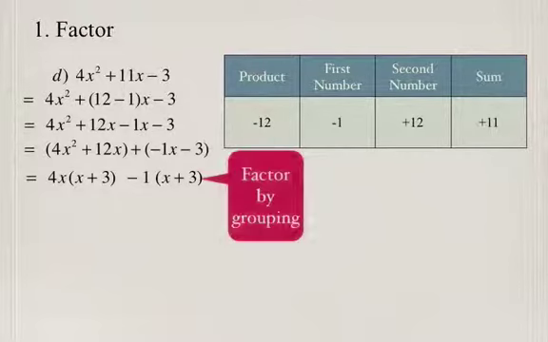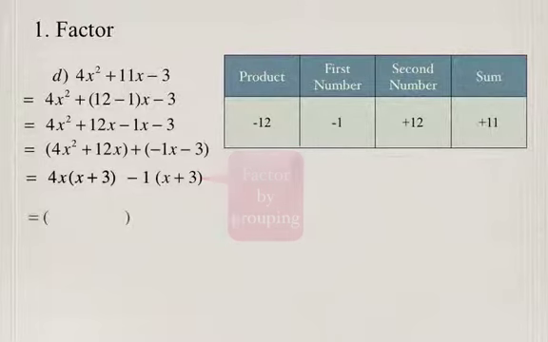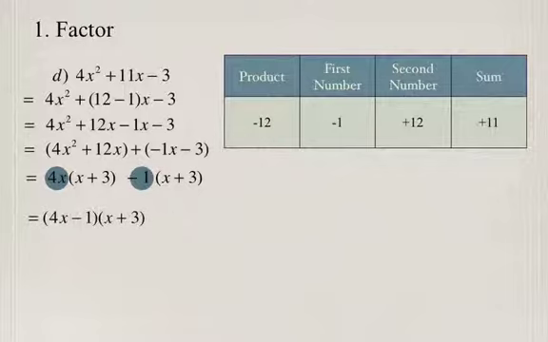And so now we factor by grouping. We're going to group the x plus 3, factor out that group from the first product, and factor out x plus 3 from the second product, and we're left with 4x and negative 1. So our answer then is 4x minus 1 times x plus 3.